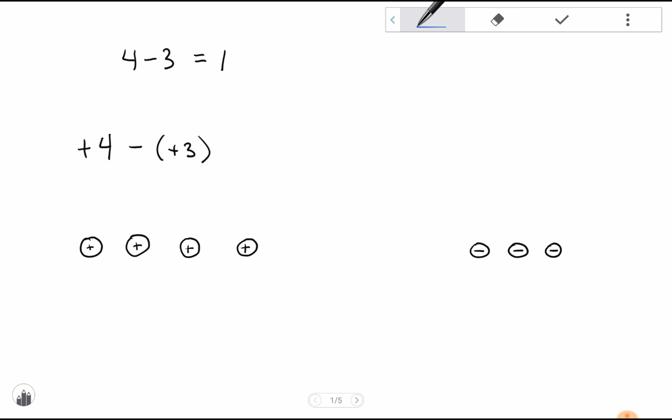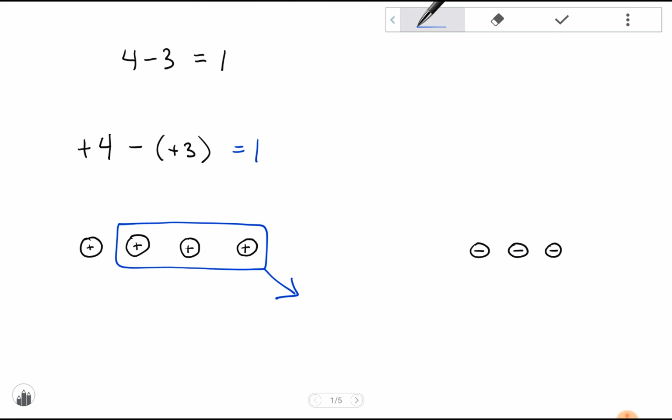Well, from this 4, we're going to remove, because it's subtracting, 3 of them. So these 3 are going to be removed. This indicates that we're taking them away, and then whatever is left, which is right here, 1 positive token, coin, circle, and that means that the solution is 1.